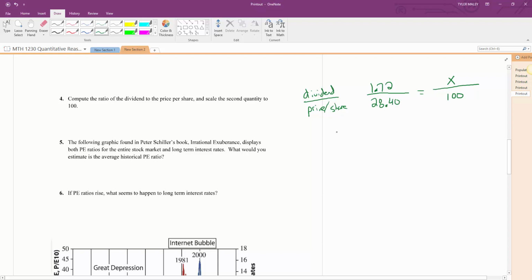So now if I solve for x, x would be equal to 1.72 times 100, and then divide by 28.40. If you plug this in your calculator really quick, we get roughly 6.06.